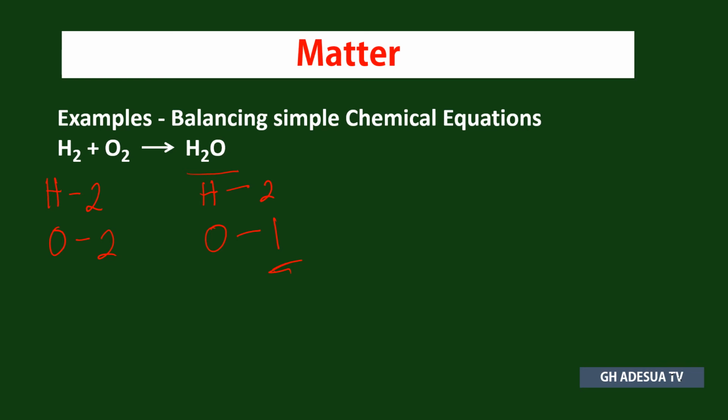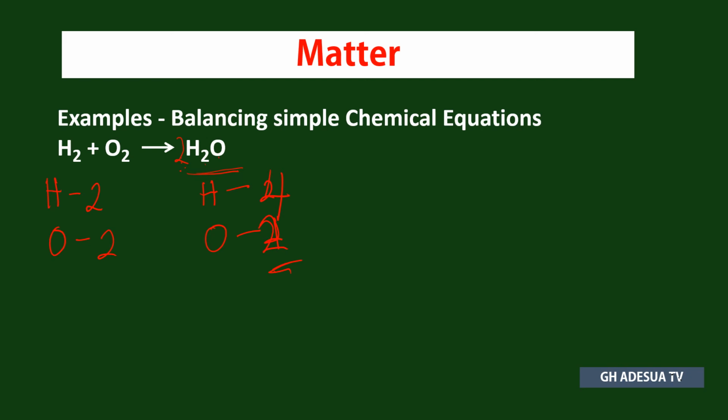Now, to get 2 oxygens on the right hand side, if we bring 2 in front of this, it will increase our number of oxygens here to 2. Why? Because the 2 in front is affecting the whole atoms there. So the 2 here affects the oxygen to make it 2. Now the 2 here affects the hydrogen, but the hydrogen also has its own subscript of 2. So in effect, hydrogen now would have 4. That's 2 times 2, 4.